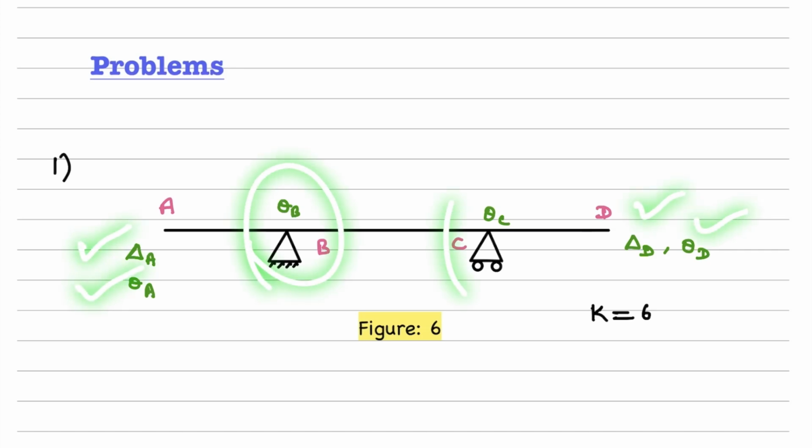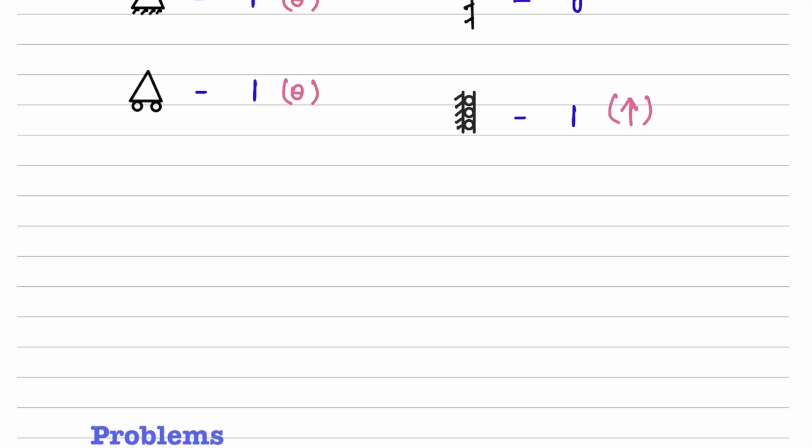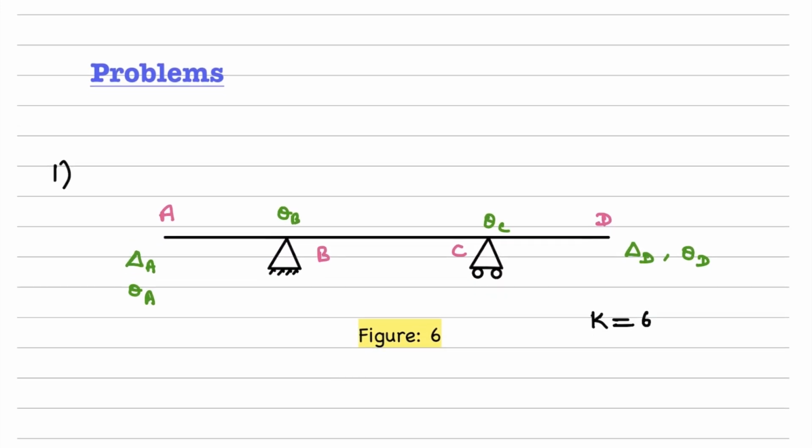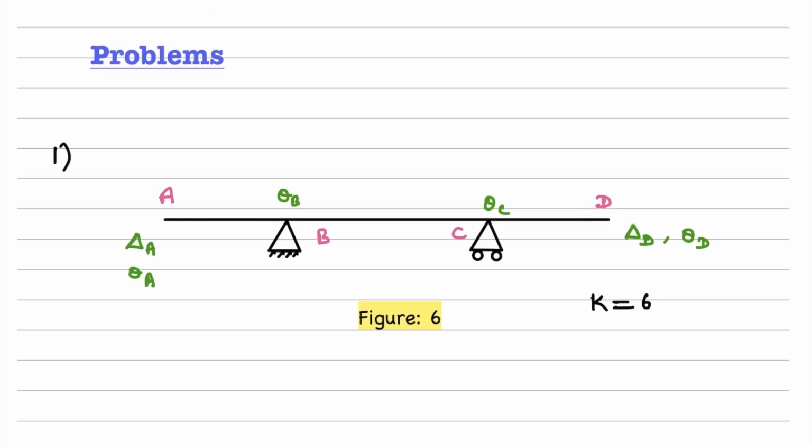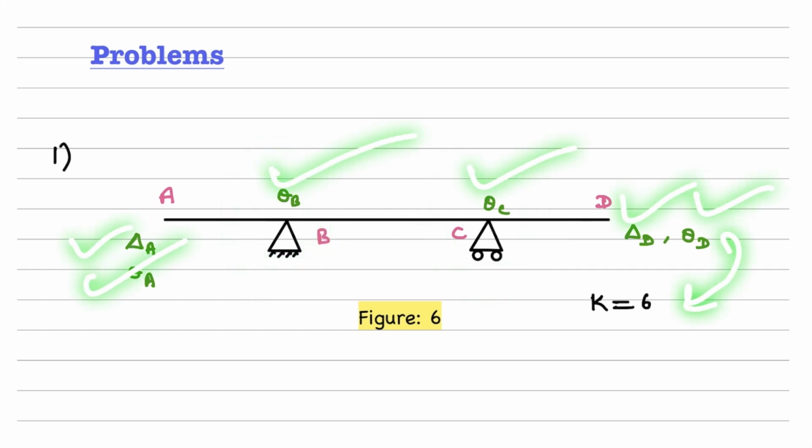What about these two joints? I have just summarized a while ago that whenever we encounter these two, just 1 degree of freedom is sufficient to take into account the rotation possible. So theta B and then theta C. Now we will just sum them up: 1, 2, 3, 4, 5, 6. And then in this case, the kinematic indeterminacy is 6.